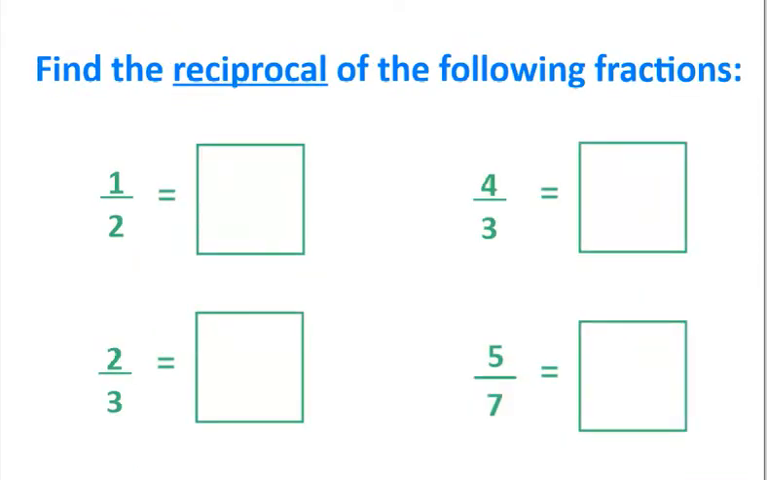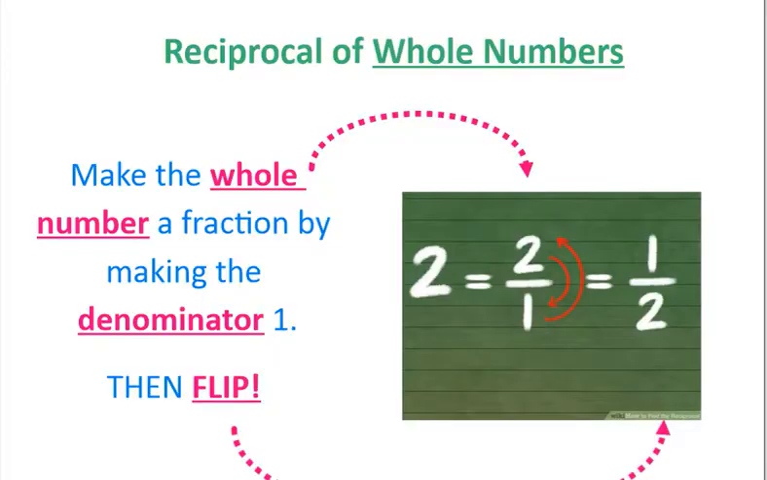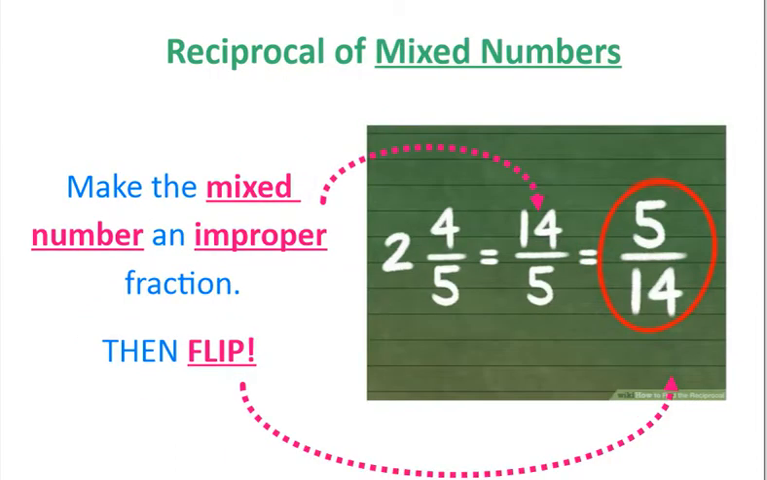Okay, so real quick, let's practice the reciprocal of these numbers. The reciprocal of 1 over 2 would be 2 over 1. The reciprocal of 4 over 3 would be 3 over 4. The reciprocal of 2 over 3 would be 3 over 2. The reciprocal of 5 over 7 would be 7 over 5. Now, how do you do the reciprocal of a whole number? If I give you the whole number 2, you're going to simply put it over the number 1 and then flip it. So you're just going to make the denominator a 1 and then flip it. Let's practice some of those real quick.